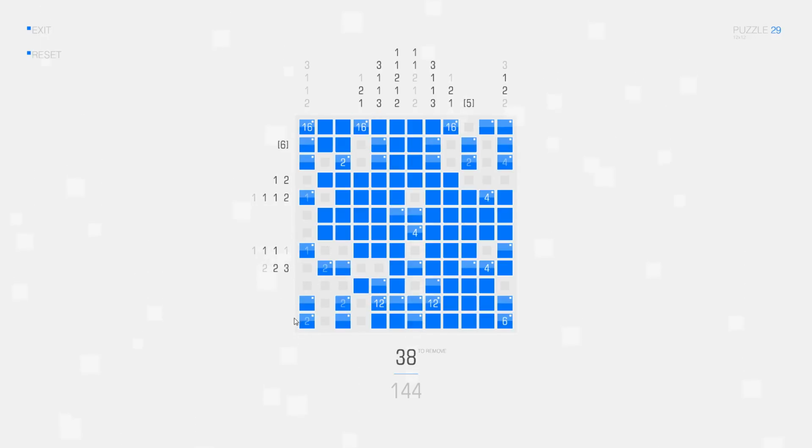Do we have anything here now? No, I don't think so. Anything else with the group clues? No, so let's go back to the column clues. This one is completed. Here I have 1 and 2, but they can be positioned anywhere here. Here at the bottom of this column I have 3 connected squares, so I have to mark it like this.